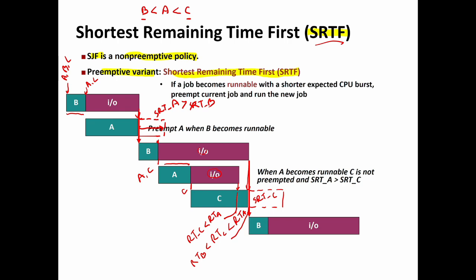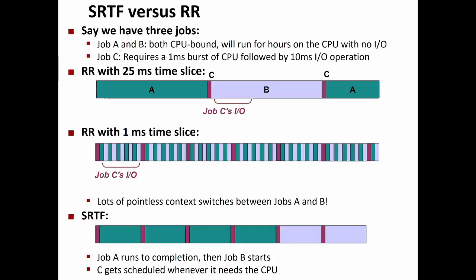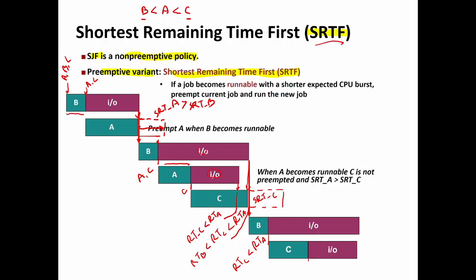Now when B goes for IO, who do we have? We have C and A, and if you remember, the remaining time of C was less than the remaining time of A. As a result it will switch to C. And when C goes for IO, it will be going for that.